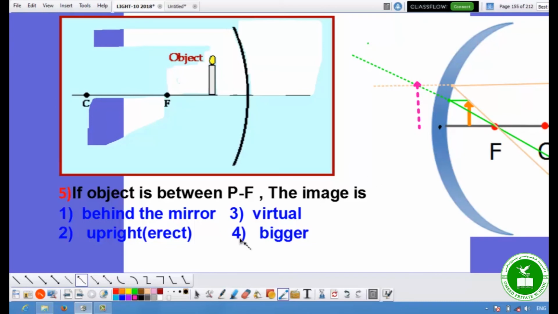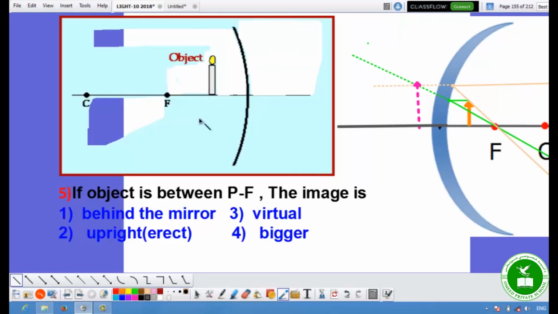This is the image. If we extend this principal axis to this side, this is the image, dear students. As you see, it is behind the mirror, so it is virtual. How do we know it is virtual? Virtual means imaginary. Imaginary means it is formed by the intersection of imaginary lines, imaginary rays, right? It is upright, and it is bigger than the object itself.